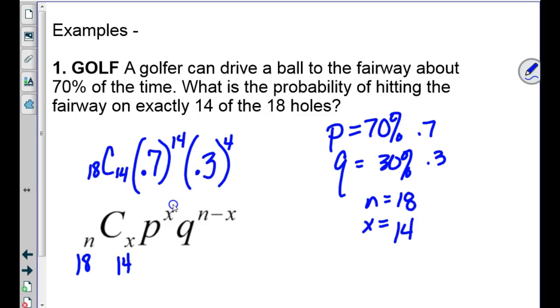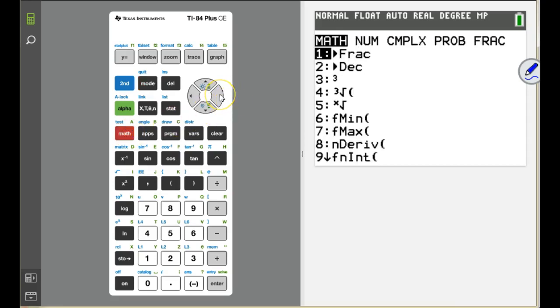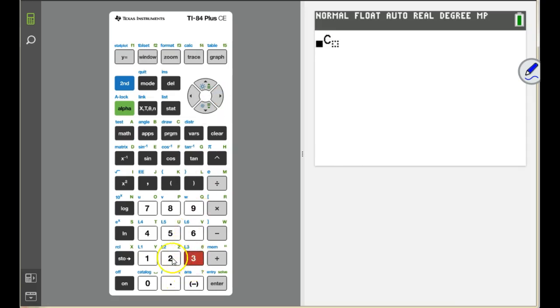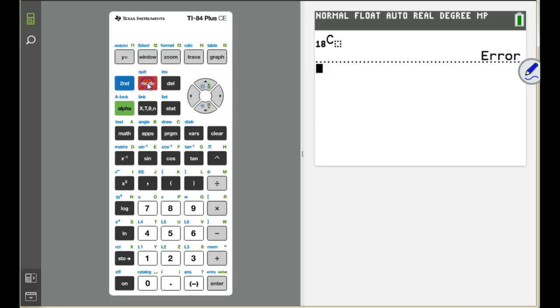All right. So let's do this the long complicated way, which is to type all that in. Do you remember where the C is? Combinations? Yeah, you can do alpha window. I'm going to do it the long way. Math over to probability. Choice 3 because we're doing combinations. And it was 18 and 14. Yeah, I did push the wrong thing.